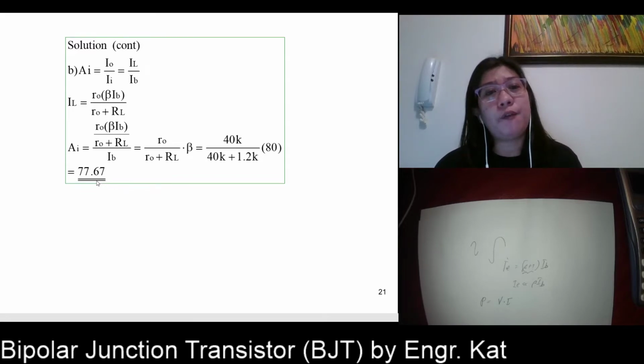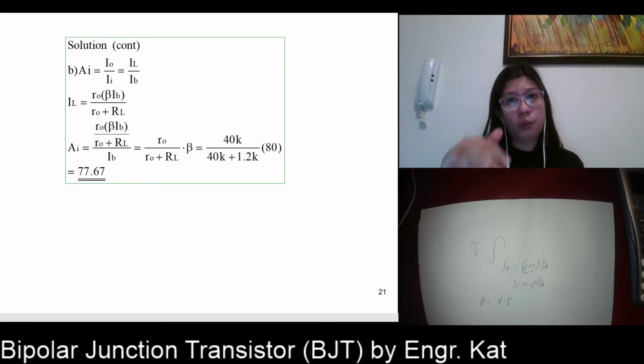So that is the effect of your RO. It is no longer equivalent to beta, which is 80. So it lowered down the value of your current gain.